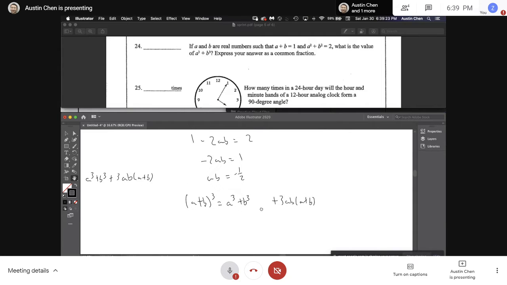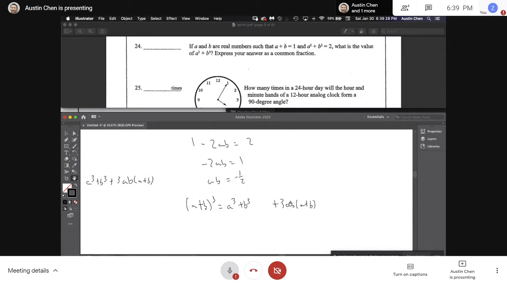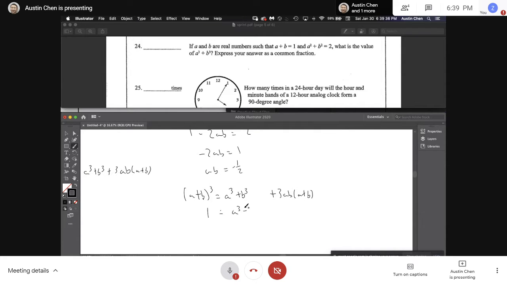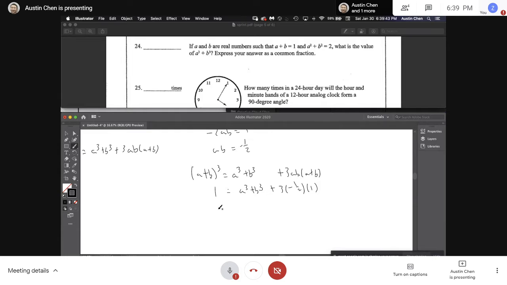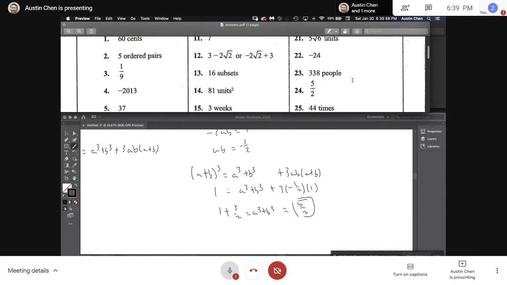We want to find a cubed plus b cubed, and we just solved for ab, and we have a plus b as a given. So now we can just plug it in. Then we have 1 plus 3 halves is a cubed plus b cubed. So it equals 5 halves. Yeah, that's the answer, 5 halves.